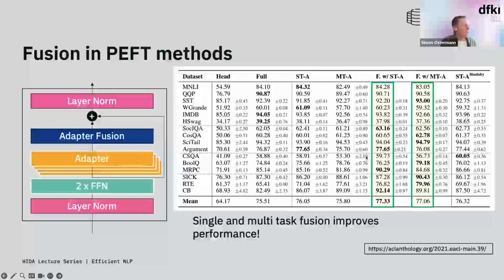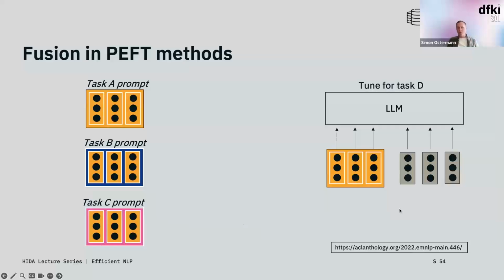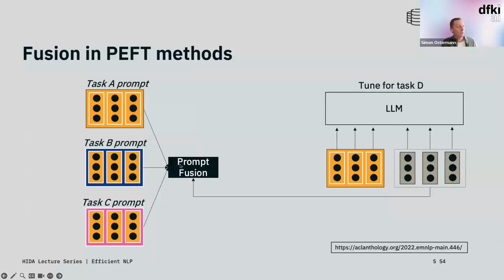So again, what you can see here is that it outperforms full fine-tuning both in a single task and in a multitask setting. The same you can do for prompts. The idea is very similar. Again, you can say you fine tune prompts for 3 tasks, A, B, and C. And then if you have a new task D, what you can do is you can use prompt fusion, which basically means you learn a combination of the task A, B, and C prompts based on the input.